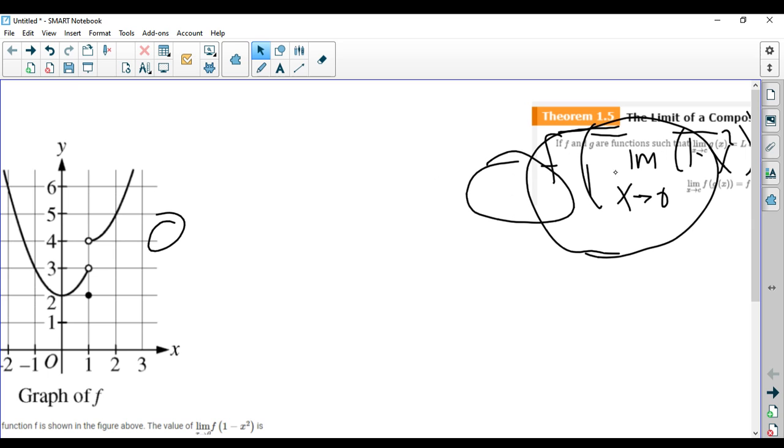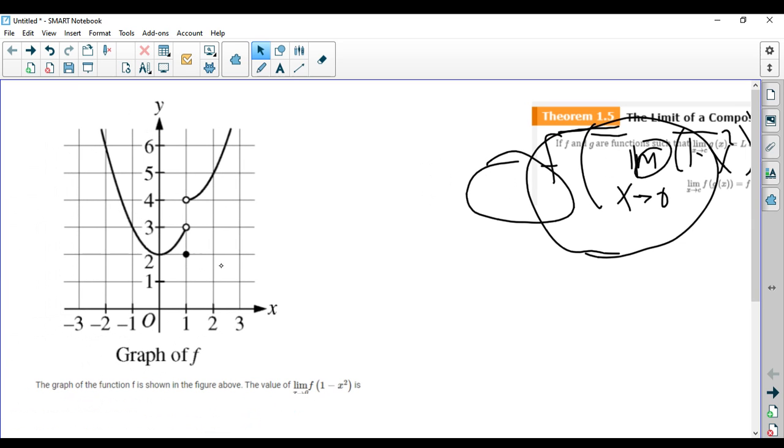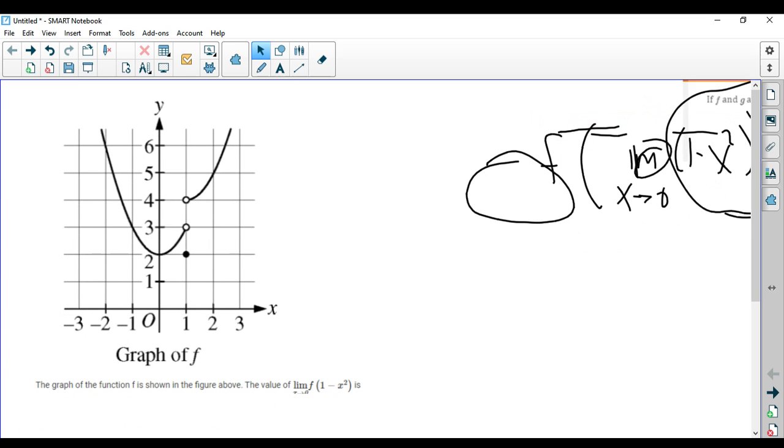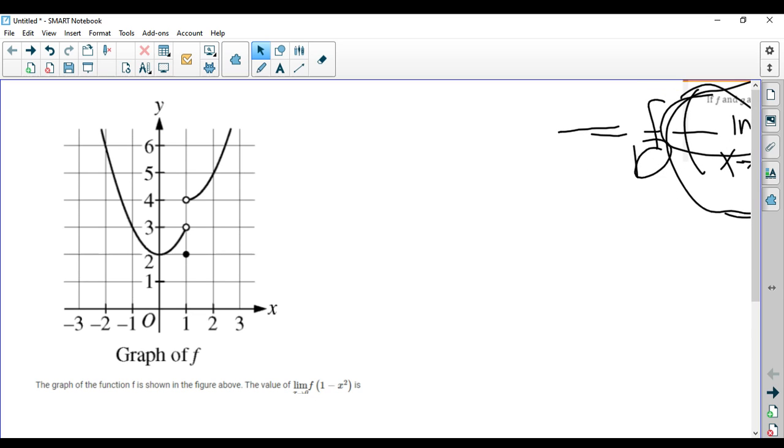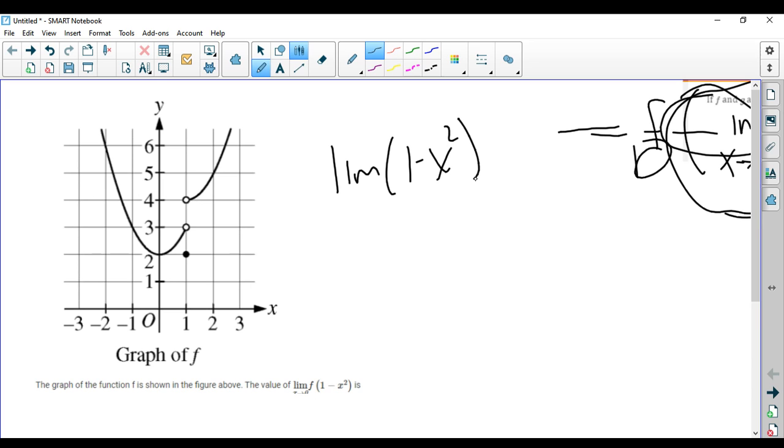But to approach this problem, we're still going to think of it as a composite, but when you take the limit of this function right here, we know what this function looks like. It's a parabola that looks like this. And this is 1, and that's big.